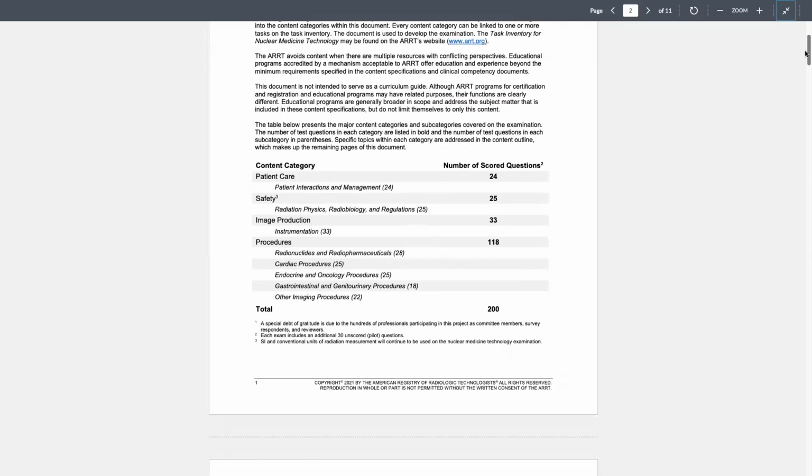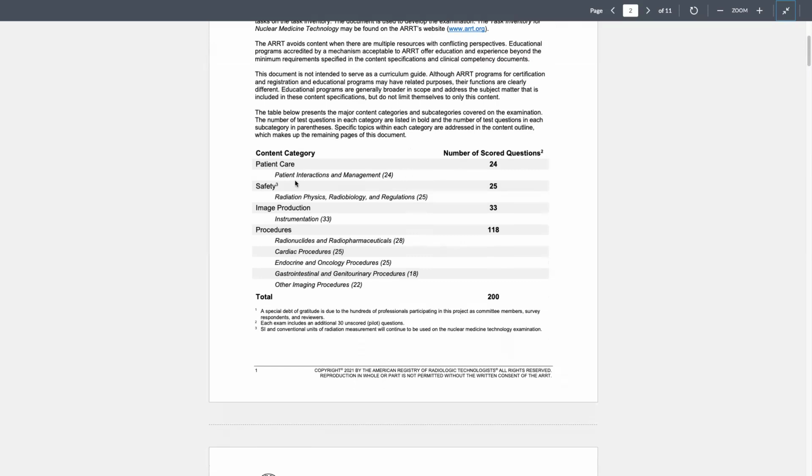So I'm going to introduce you to this, and then I'll show you how we're going to use it. On your board exam, when you take it, there are 4 sections. There's patient care, safety, image production, and procedures. You'll notice, and I want to point this out right away, they show you how many questions you get from each section. Notice 118 questions.